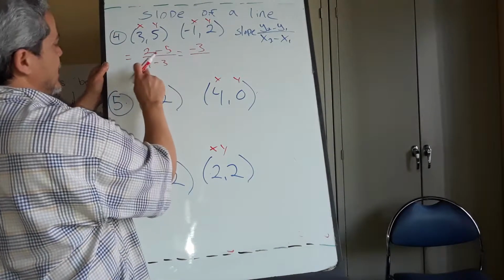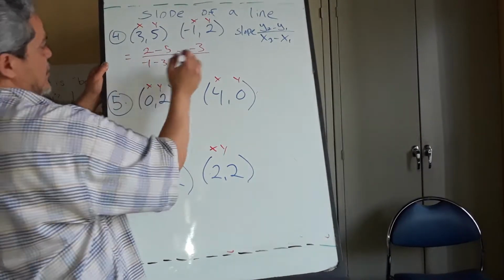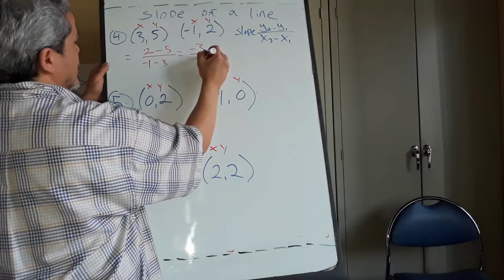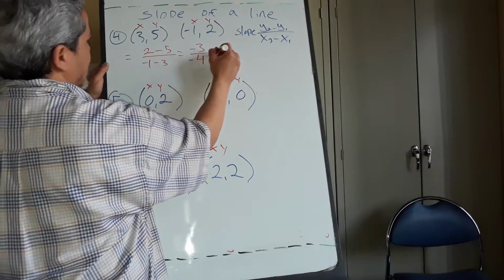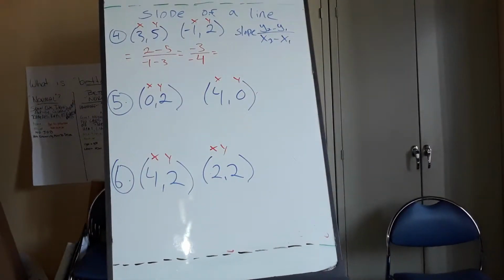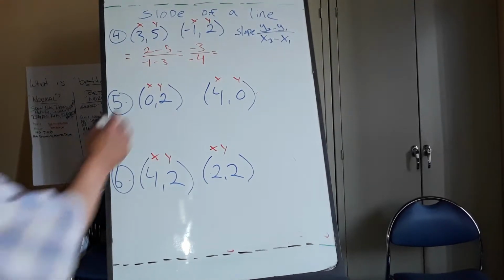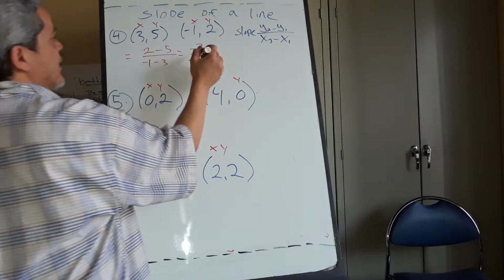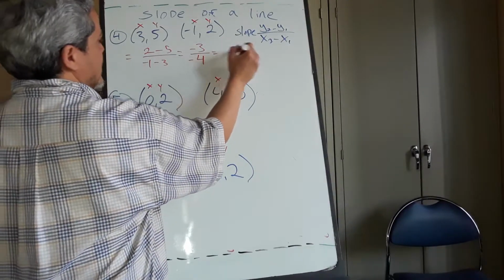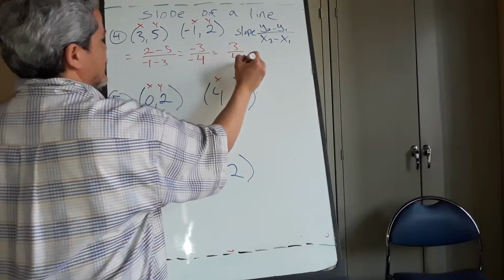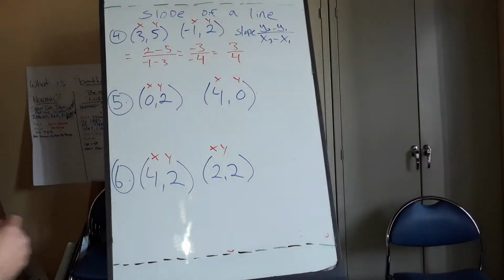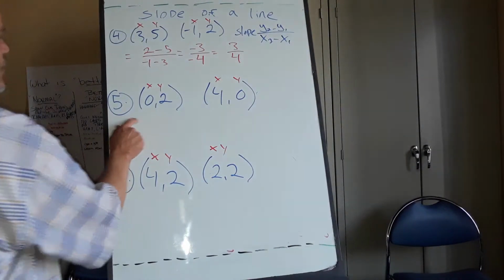5 minus 2 is 3. And these two have a negative sign, so we're going to add those, and it's going to be negative. So we have a negative and a negative, which comes out as a positive. So that's 3/4. Okay? So let's try with this one now.